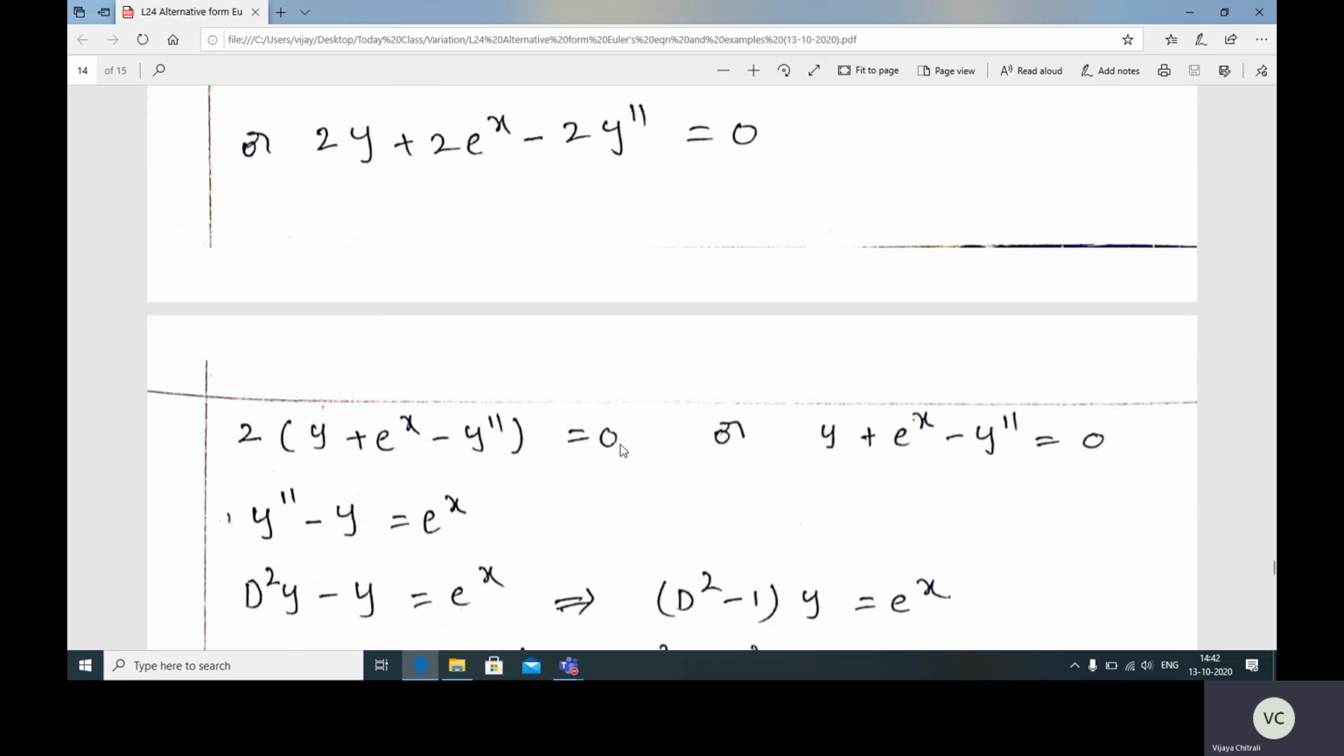Now take this 2 to this side. 0 into something is 0. We'll get y plus e raised to x minus y double dash. This is equal to 0. Keep this y e raised to x as it is.